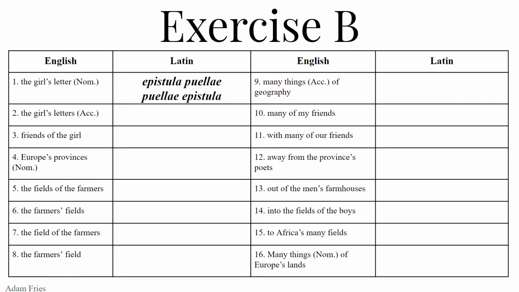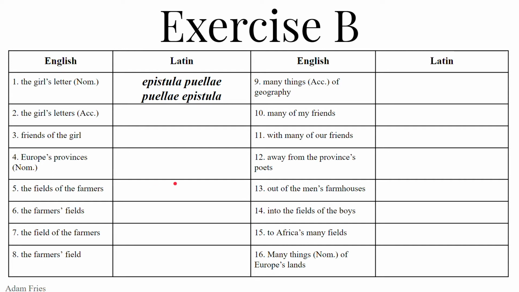Number four, Europe's provinces. So we have Europe with the apostrophe S. This is going to show possession. So we want the genitive of Europa, feminine, and that's Europae. Provinces, we want that in the nominative plural. So we want the nominative plural of provincia, feminine, and that's provinciae. So Europae provinciae or provinciae Europae.